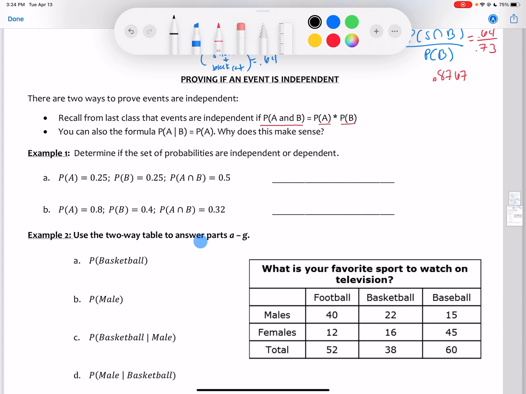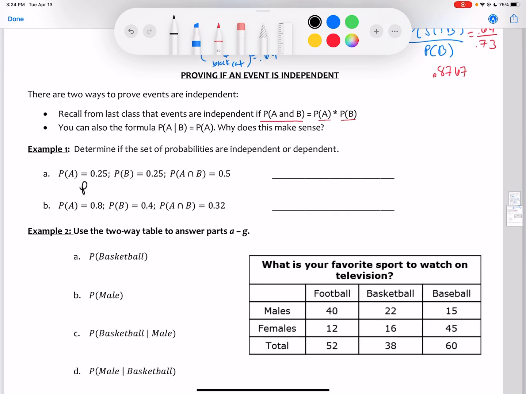So determine if it's independent or dependent. So I'm going to check probability of A times the probability of B. See what those two values are. So I'm going to multiply 0.25 times 0.25. And it has to equal 0.5 exactly. Well, when I multiply 0.25 times 0.25, that gives me 0.0625, which is nowhere near 0.5, so that means it's dependent.